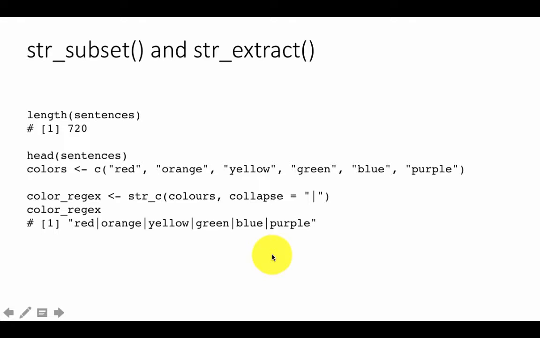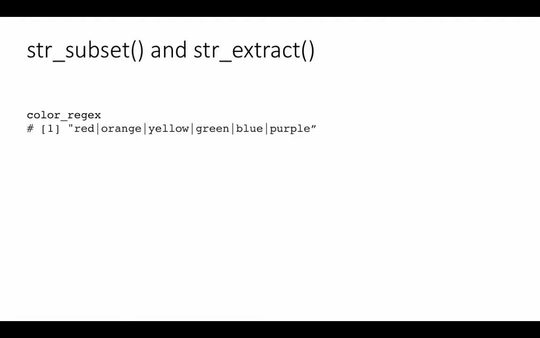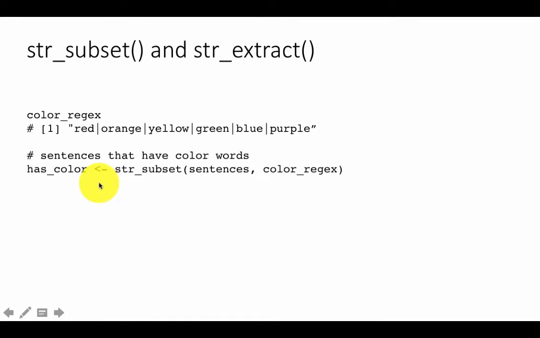Now we have a regular expression that we can use to find out which are all the sentences that contain at least one of these color words. So that's what we're going to do first. Color regex looks like this. To find the sentences that have color regex, we can do has_color is str_subset of sentences, color regex. From among the vector sentences, it's going to extract only the subset which matches this regular expression. Instead of putting the regular expression within double quotes, we created it and are using it as a variable. So now has_color will be only those sentences that contain at least one of these color words.